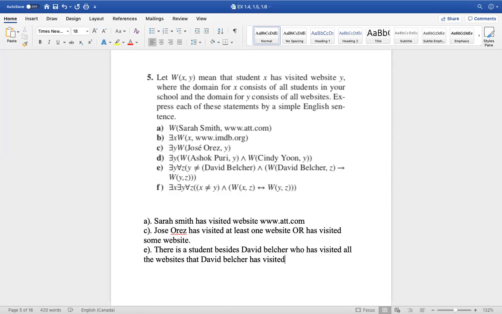This can be a little mind-boggling, but if we just take little pieces at a time, we can construct this statement here, just like I explained to you guys. So we know that if David Belcher visited website Z, then Y visited website Z. But we know that Y is not David Belcher, right? So there is someone other than David Belcher who visited a website, right? And then we are specifying the domain that it is not just one website, it is all the websites. There is someone besides David Belcher who has visited all the websites that David Belcher has visited.